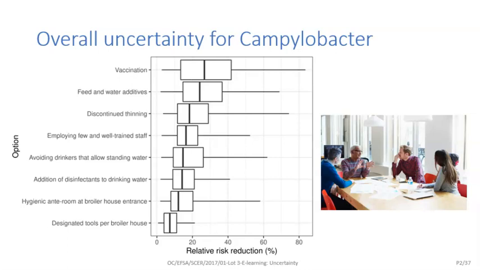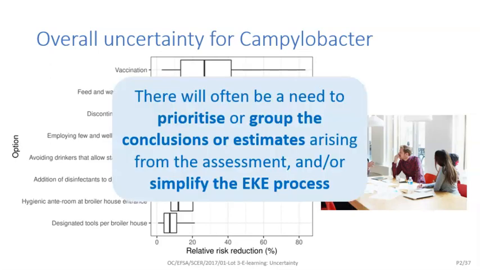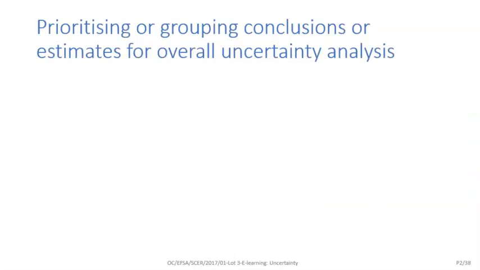Of course, if an opinion produces many estimates, as in this case, or produces many conclusions, it will be impractical to carry out the full semi-formal EKI process for all of them. So a key lesson learned during the implementation of the guidance is that there will often be a need to prioritize or group the conclusions or estimates arising from the assessment and/or simplify the EKI process so that overall uncertainty can be assessed efficiently within the time and resources available. Let's have a look at some options for prioritizing and grouping.